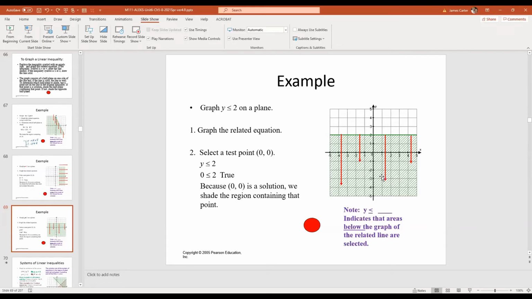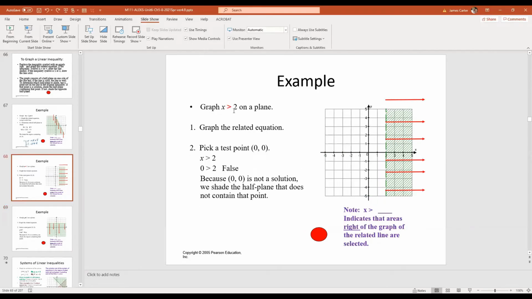Now, when you do a problem, you can either shade the area or you can show the arrows like I've done here. On this one, what if they had had a less than symbol instead of a greater than symbol? Well, the arrows and the shading would have been going to the left then instead of to the right.